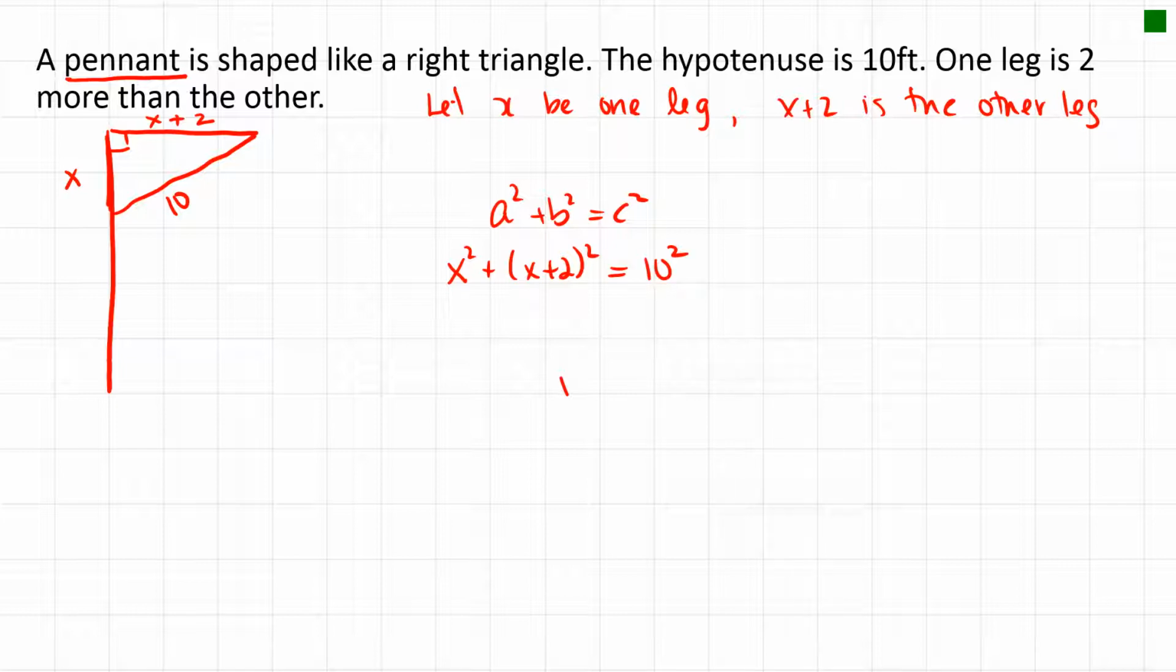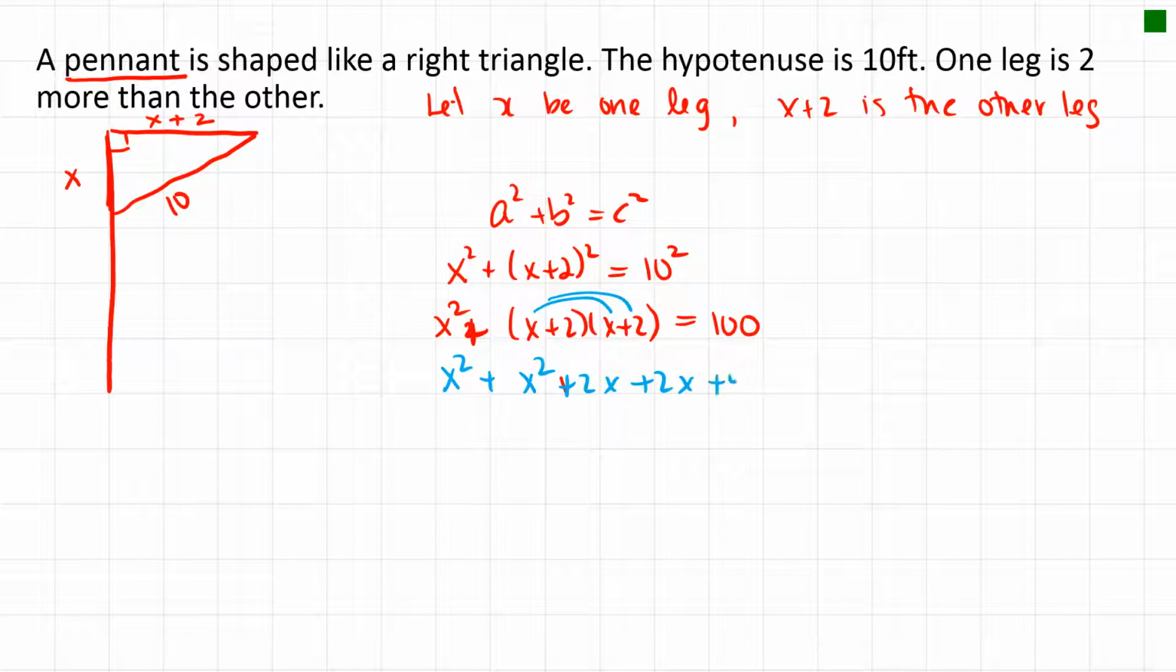So let's deal with some of these exponents first. The x squared plus (x plus 2) times (x plus 2) equals 100. I'm going to FOIL this out, and so I get x squared plus 2x plus another 2x plus 4. Some of you might be very quick at multiplying out binomial squares because you've recognized the pattern. x squared plus x squared is 2x squared. 2x plus 2x is 4x, so I'm collecting like terms on the left side.